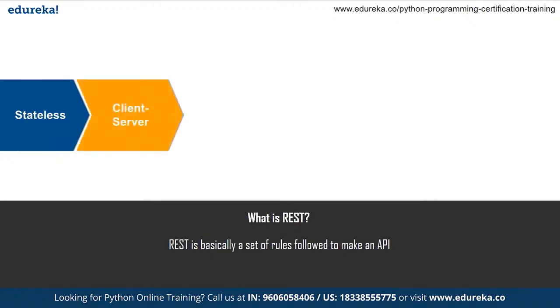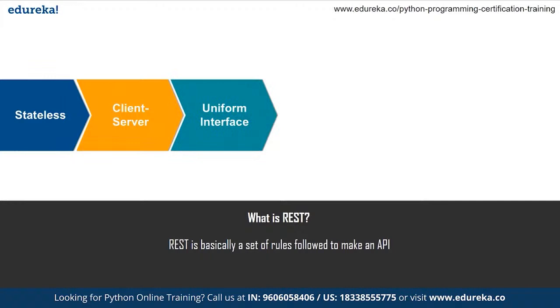So the client server architecture enables a uniform interface and separates clients from the servers, and this actually enhances the portability across multiple platforms as well as the scalability of the server components. And then we have uniform interface. To obtain the uniformity throughout the application, REST has 4 interface constraints, which is resource identification, resource manipulation using representations, self-descriptive messages, and hypermedia as the engine of application state.